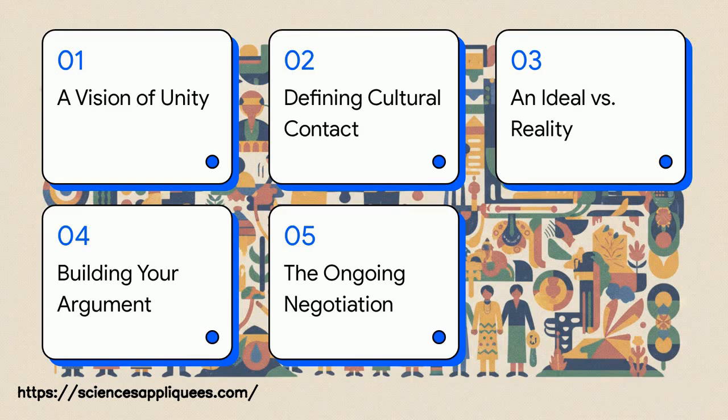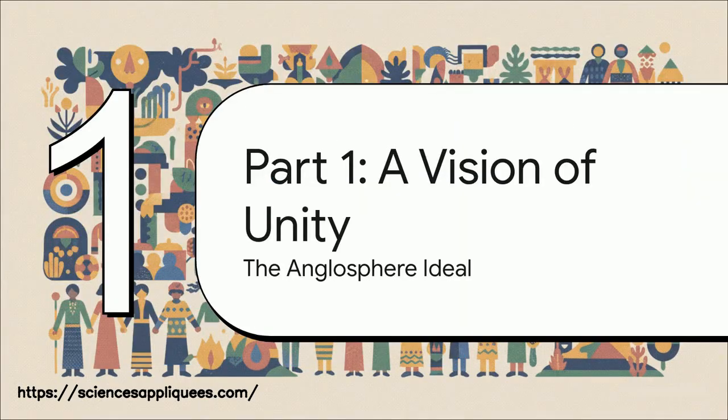So, here's our game plan. First, we'll look at a really clear vision of unity. Then, we'll get some key academic concepts under our belt. After that, we'll put the ideal and the reality head-to-head. And finally, we'll look at how you can build a great argument for the baccalaureate. All right, let's get started.